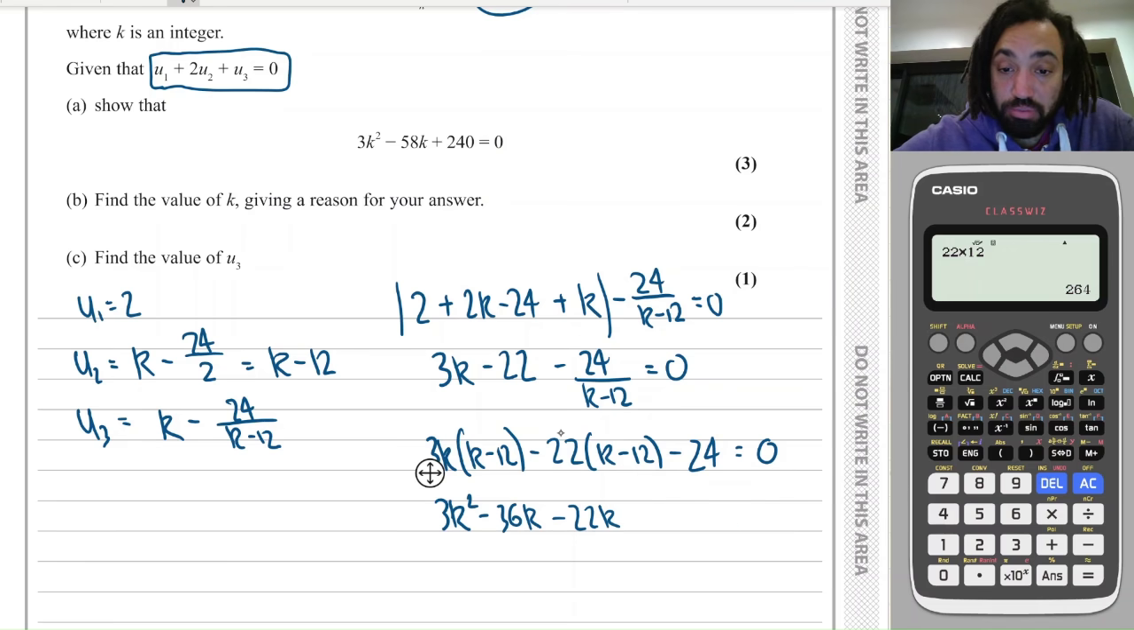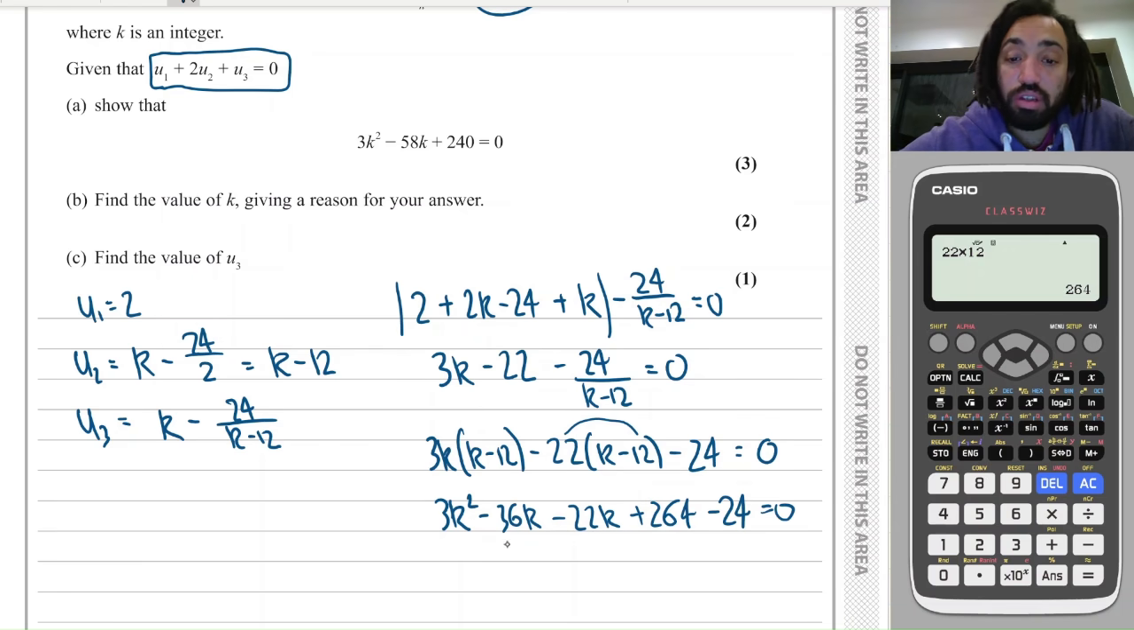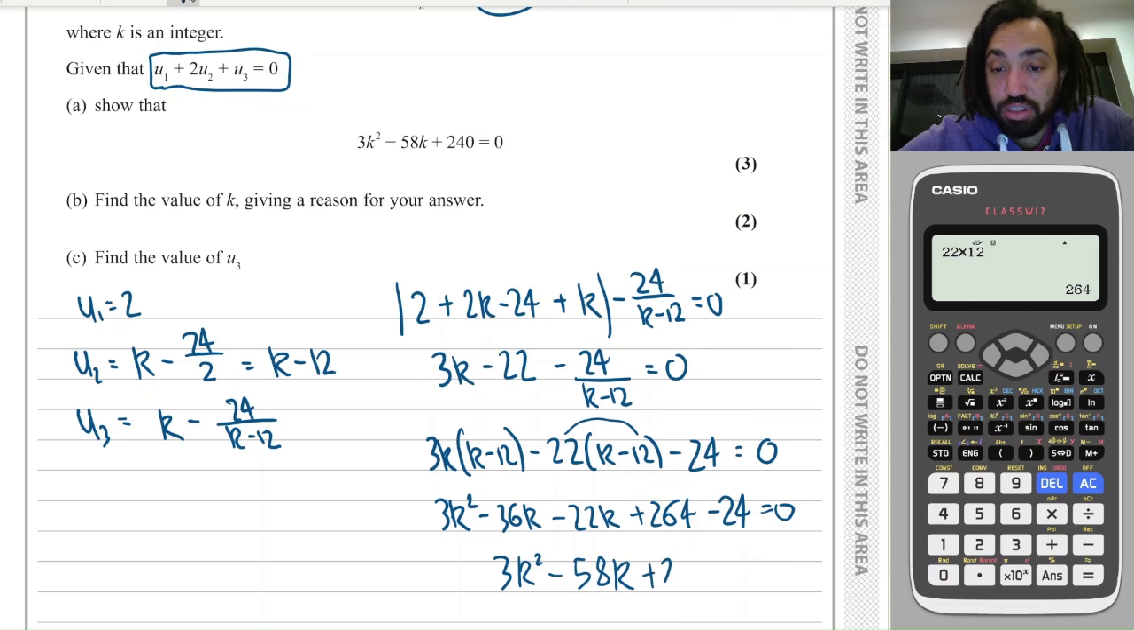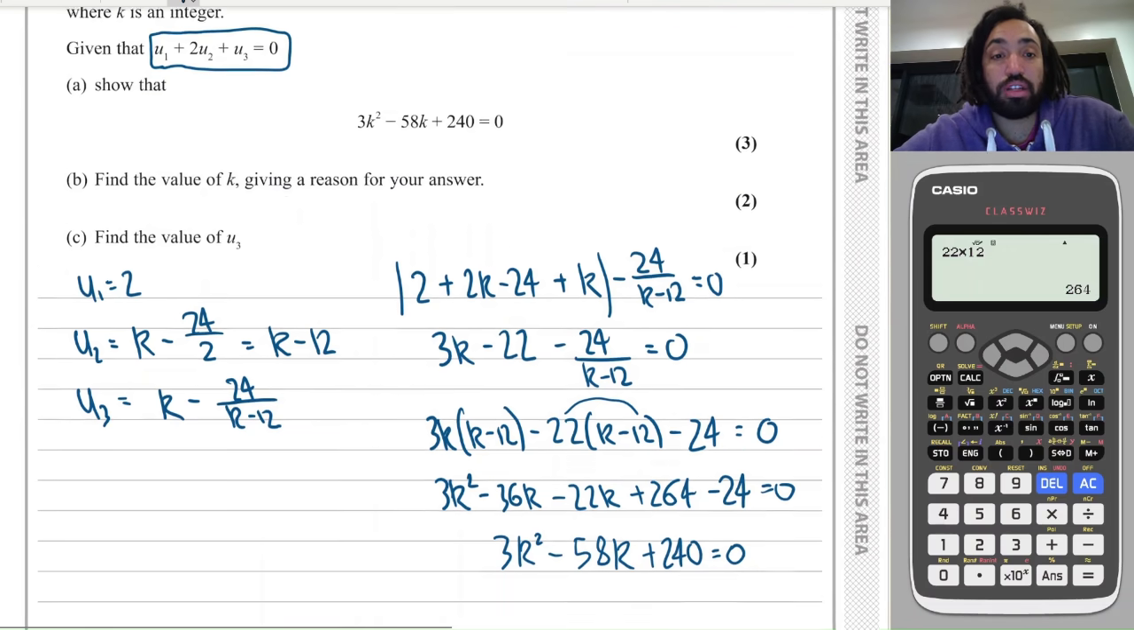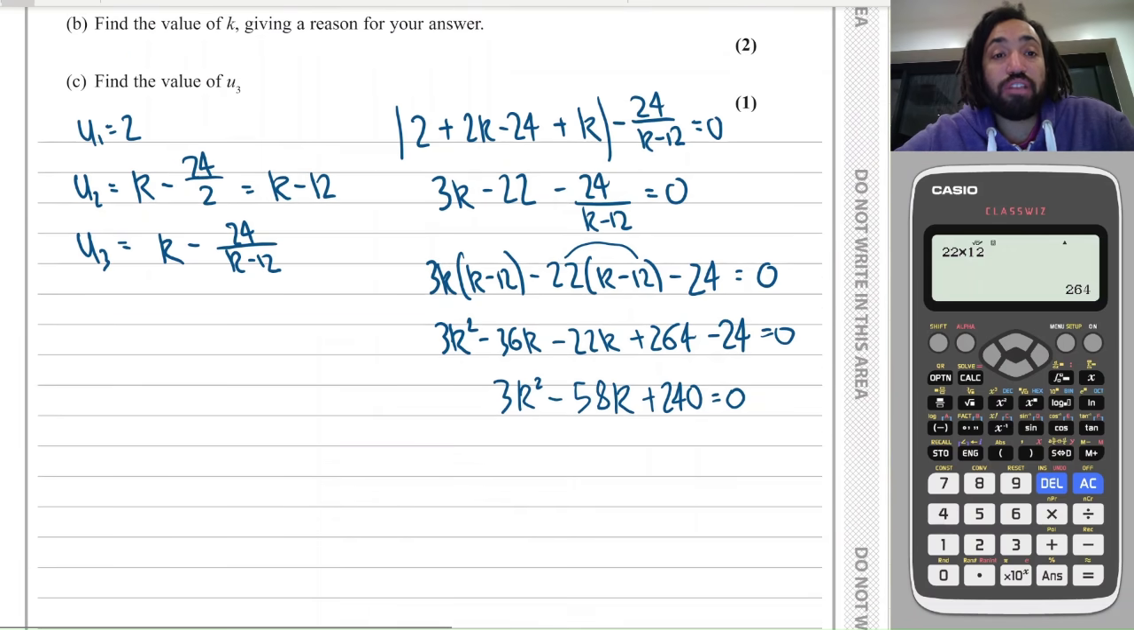And that's going to be positive because you're doing a negative times a negative, so plus 264 minus 24 equals 0. And this is going to give me 3k squared, and I'm going to get minus 58k, and I'm going to get here plus 240 equals 0. And that is what we've been asked to find. Thank God for that. Right, find the value of k. So I'm just going to solve that equation. It's 2 marks.